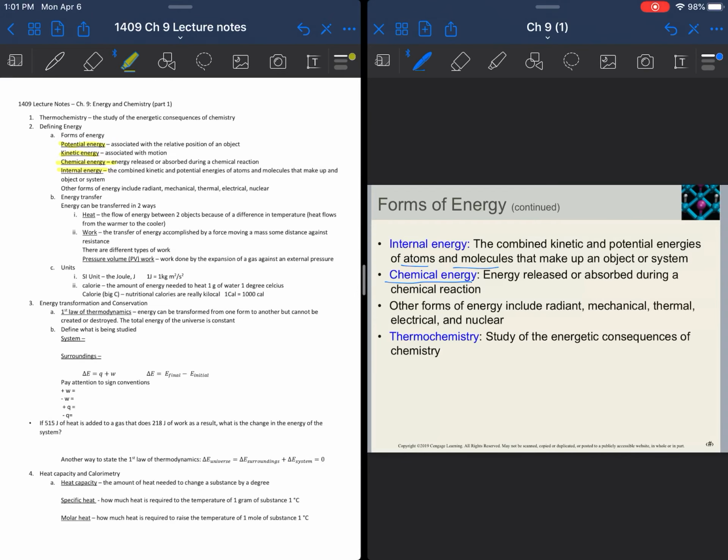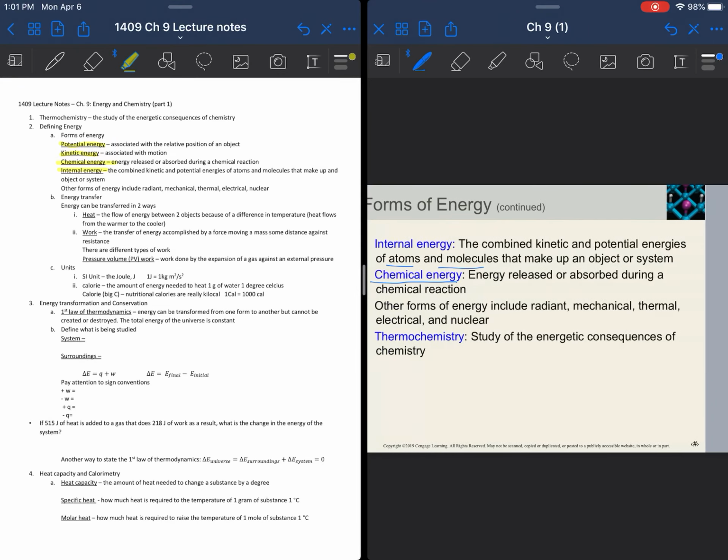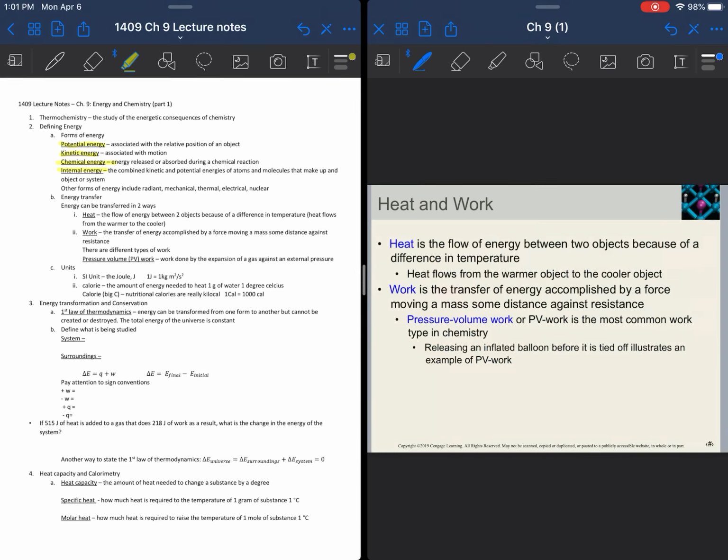Thermochemistry is just putting this all together, right? We are studying the energetic consequences of chemistry, the release and absorption of energy when we get to chemical reactions. Now, energy can't be created or destroyed, but it can be transferred. And there's only two ways that energy can be transferred, and that is heat and work. Heat, which will be denoted with a Q, and work with a W, are two ways that we can move energy from one object to another.